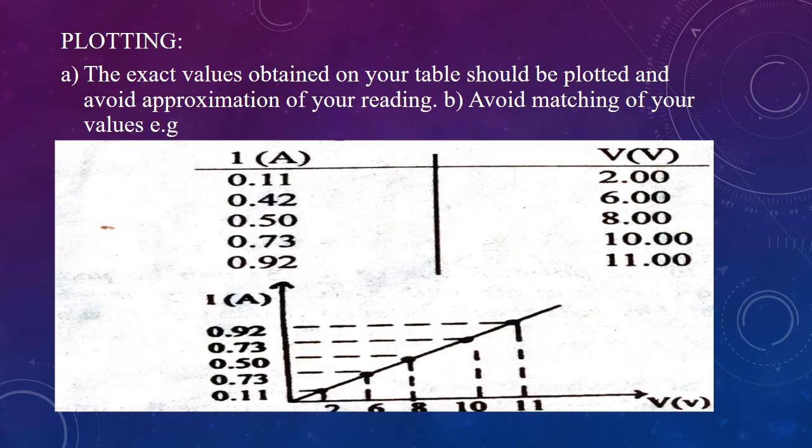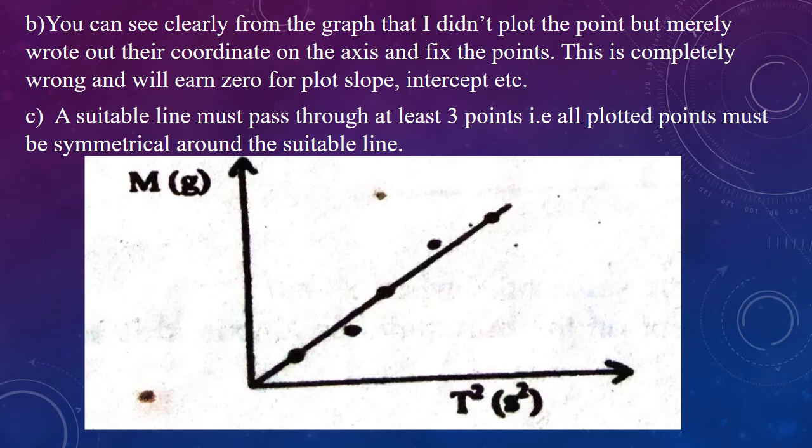Approximation: most students tend to plot their graph with, say, on the vertical axis where we have 0.92, they plot 0.9, forgoing the 2, or approximating the value they plot, which is different from what they have on their table. Students should avoid this, and it is not good practice in graph plotting. You can see from the graph plotted here that the points are just indicated with dots instead of plottings.